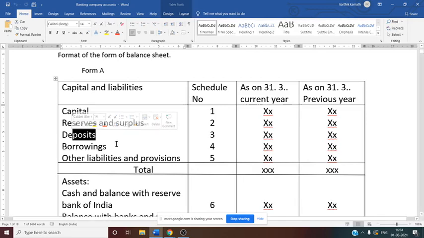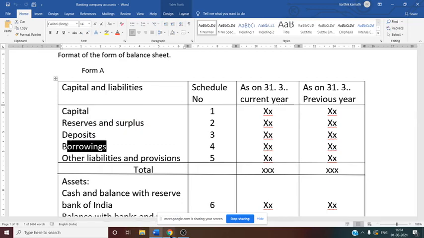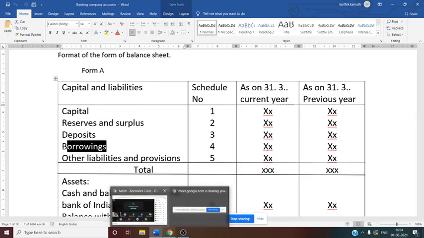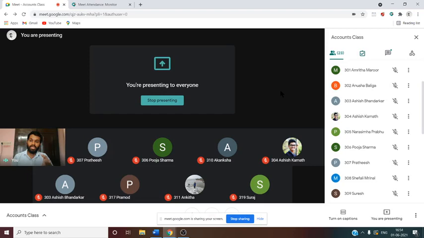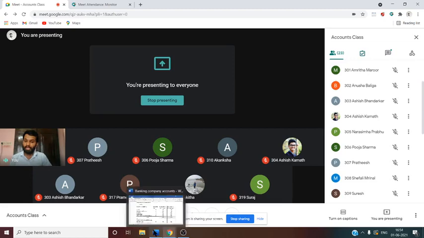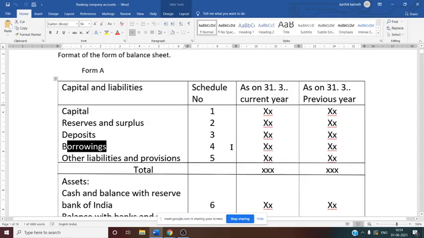Now next, the fourth one is borrowing. Under borrowing, borrowings from whom? It is a liability to the bank, which is why we consider borrowing on the liability side. It is a loan taken by the bank from another financial institution. Suppose a bank has taken a loan from the Reserve Bank of India. Loans or borrowings from RBI, other banks, and other financial institutions, all these borrowings you can consider under schedule number 4.